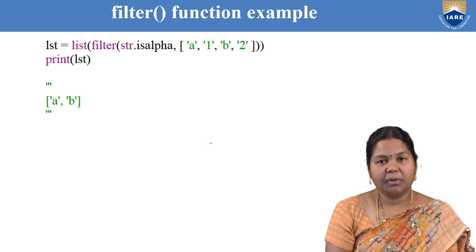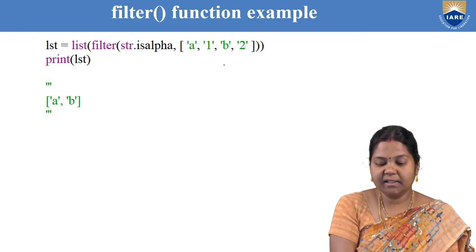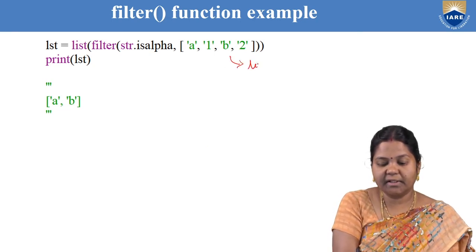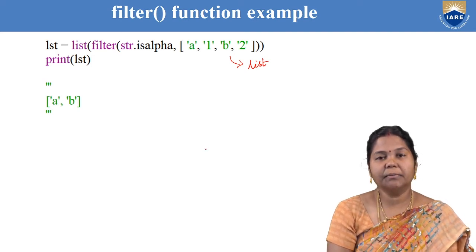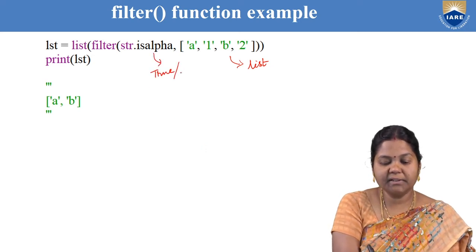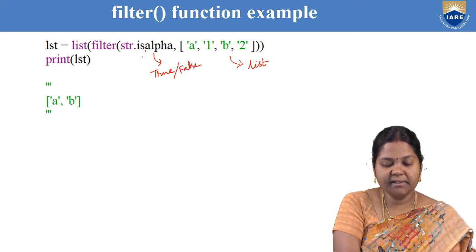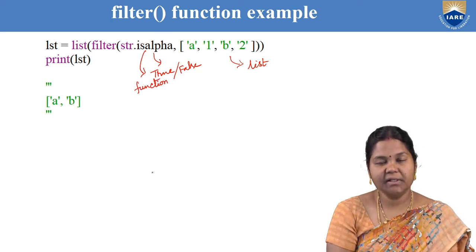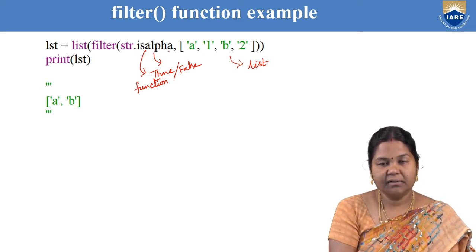Now let us see one more example. Here we are checking whether a list contains a set of elements. This is a list or iterable. We are checking whether the elements are alphabets or not. So we are using the built-in method isalpha. isalpha always returns true or false. If the element is an alphabet, then it returns true, otherwise it returns false. So here isalpha is our built-in function. It is a function which is available in strings, so we can directly write in the filter str.isalpha. isalpha is the method we are writing over here.